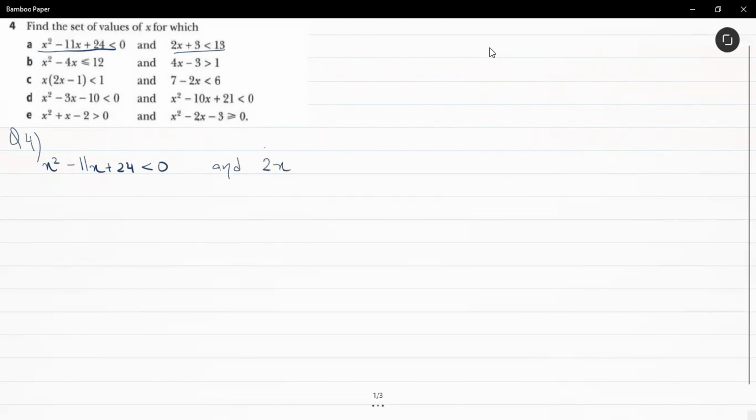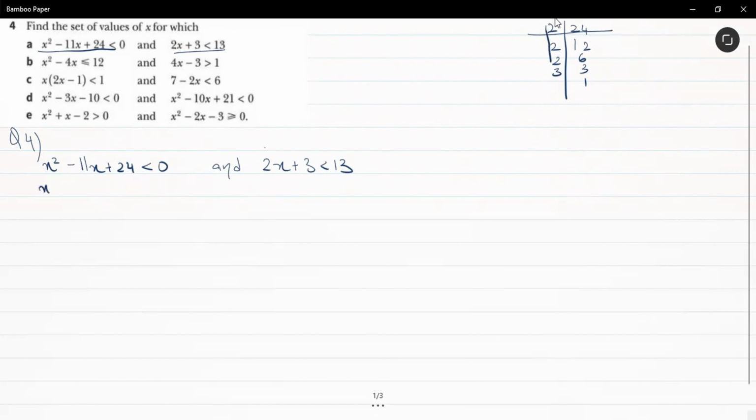2x plus 3 is less than 13. Okay, if we would solve this quadratic equation, we would take some factors. I'm only going to solve this one with you. The rest I'm going to use my calculator. 2 1s are 2, 2 2s are 4, 2 6s are 12, 2 3s are 6, 3 1s are 3. And we have to make up 11. So 2 2s are 4, 4 2s are 8, 9, 10, 11.